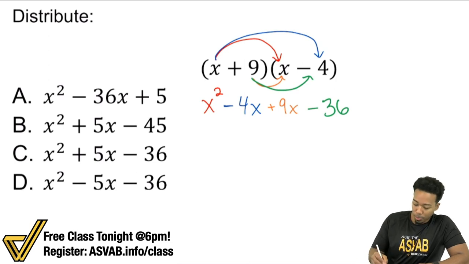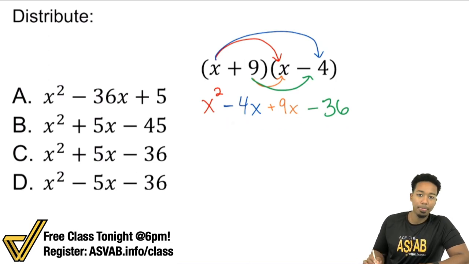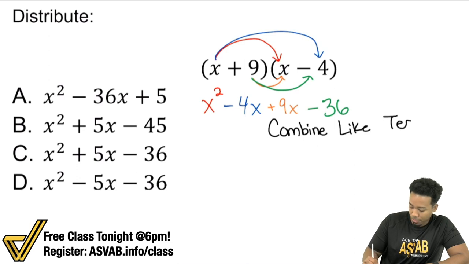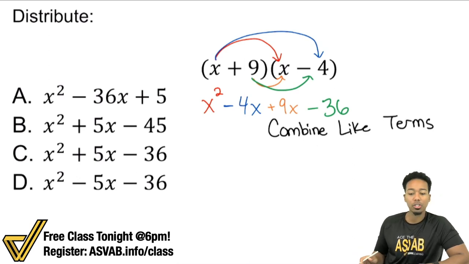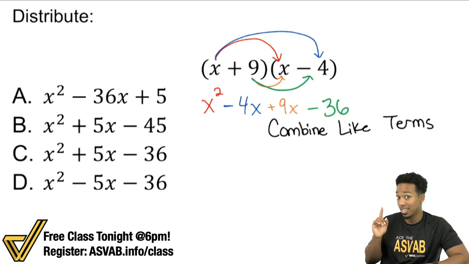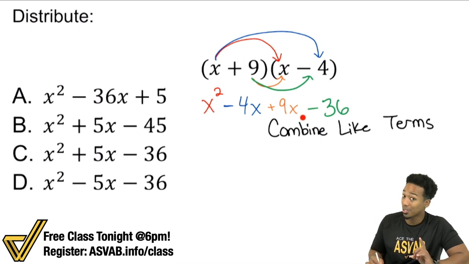So here we are. Now that we've done the multiplication, we're not done. The last step that we need to take care of is called combining like terms. To combine like terms, all we need to do is spot the terms that have the same variables and the same exponent. So very key, okay? Same variables, so x's, but also the same exponent. Only these: the negative 4x and the positive 9x.